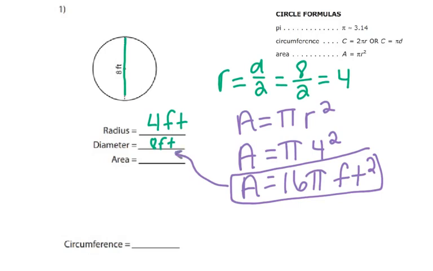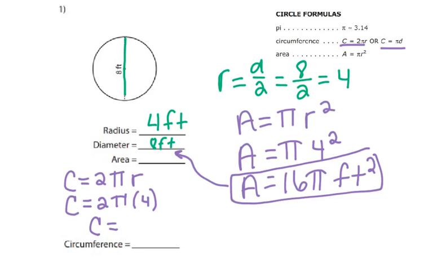Now to find the circumference, we're going to use the circumference formula. So we can either do circumference equals 2 pi r, or we can do circumference equals pi times diameter. So for this one, let's do circumference equals 2 pi r, where r is our radius. So we'll do 2 times pi times 4. Now we're going to leave this in terms of pi. So what that means is we're just going to multiply 2 times 4 is 8, and then leave pi in our answer. And our units for circumference, which is the distance around the entire circle, will be feet.